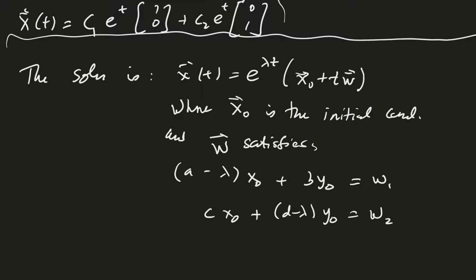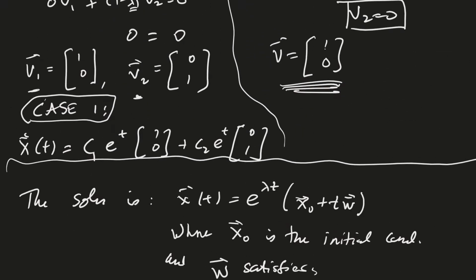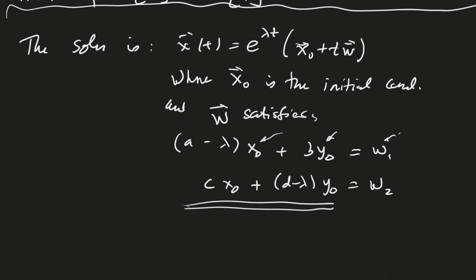Okay, so you see that this is almost the same as our eigenvector equation, except we're using our initial condition here, and we're also putting our w's on this side instead of 0. Okay, so in terms of our previous problem, we had our eigenvector was 1, 0. What would this look like then?